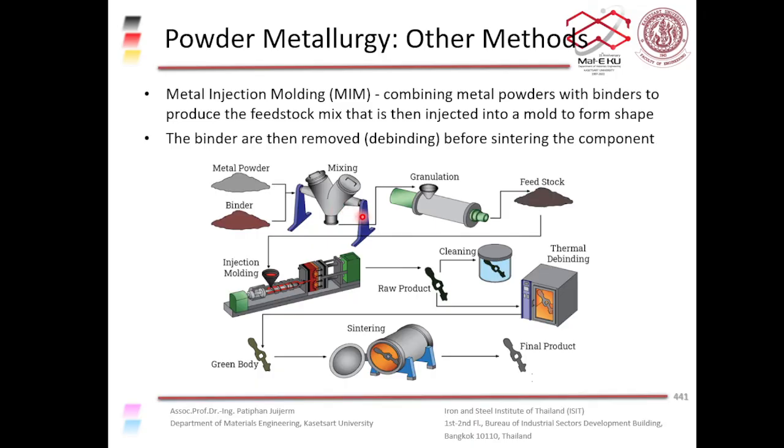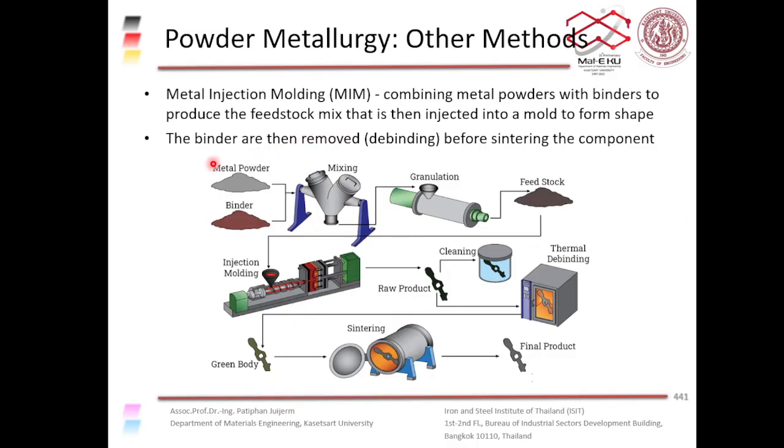So you're mixing to produce a feedstock, and then you feed the feedstock inside the injection molding machine, and then you use the injection molding technique. Basically, you have a mold that can be open or closed. You are injecting the metal powder and the binder into the mold, leave it to cool down, and then take it out.